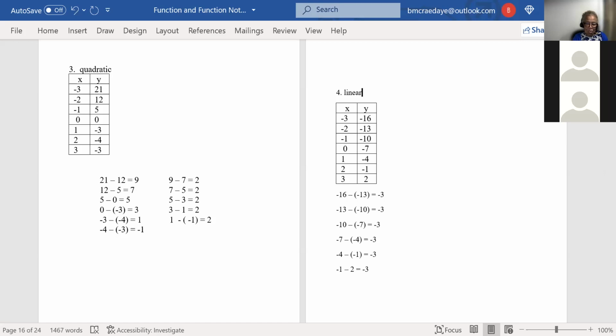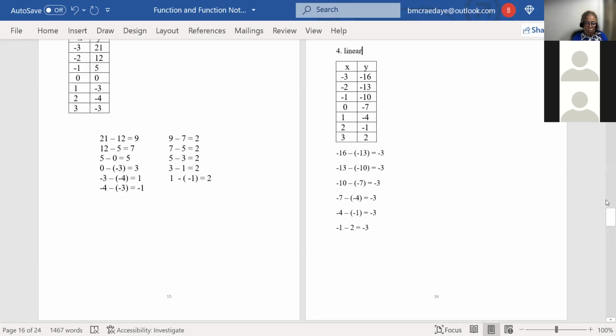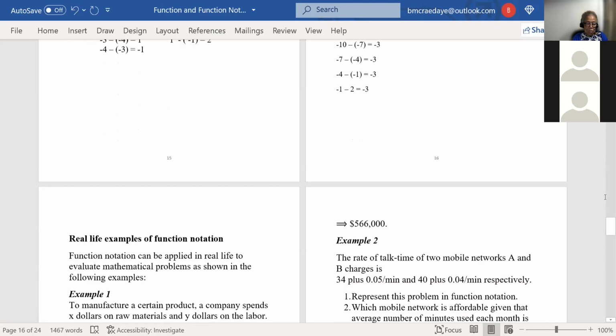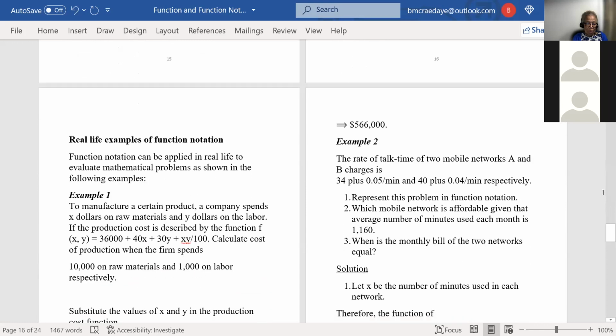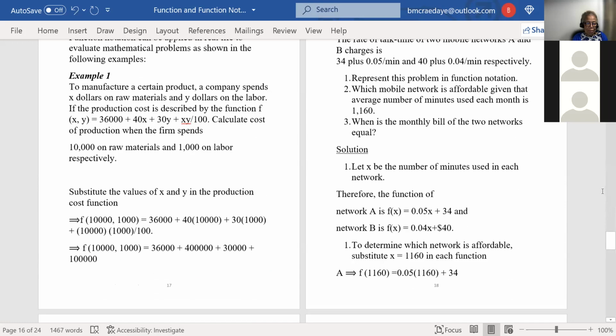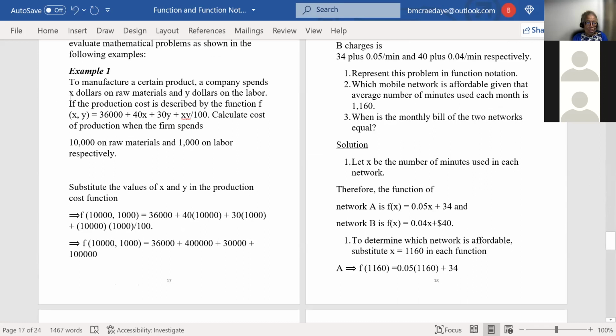Now we want to look at some, I think the next thing is some word problems. Okay. All right. Now let's look at some word problems. Chastity, read number 1, example 1.